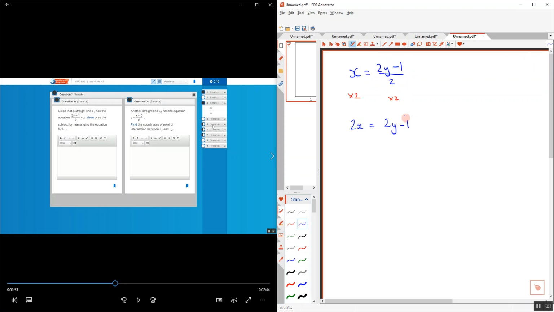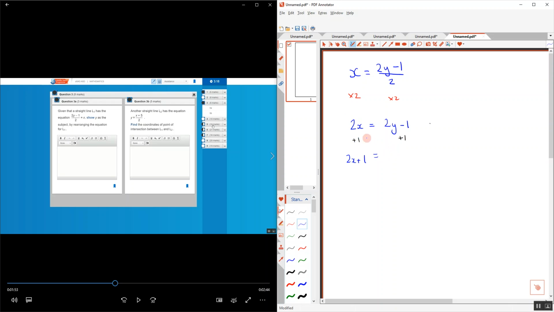Good. I think last time as well you forgot to multiply by 2 on this side. Good. What do I do next, Ian? Then you would take away 1. Sorry, no, you'd add 1. Good. I'd add 1, and I do that to both sides. Good. Careful. What am I having on this side? 2x plus 1. Good. Equals 2y. What do I have on this side?